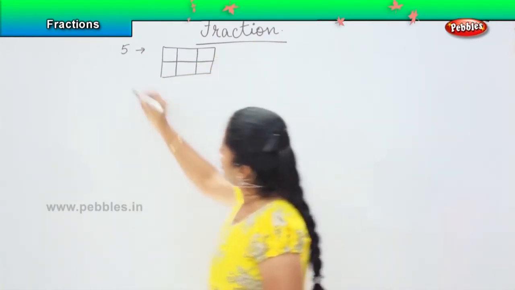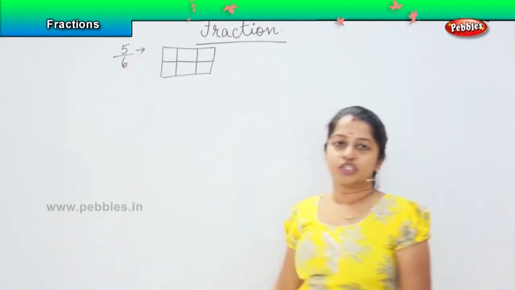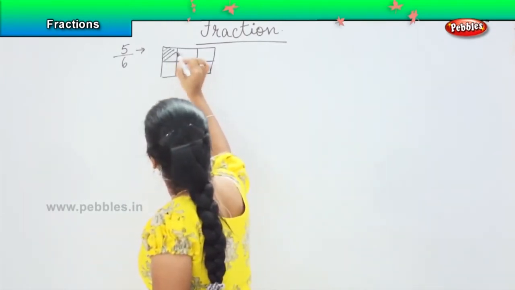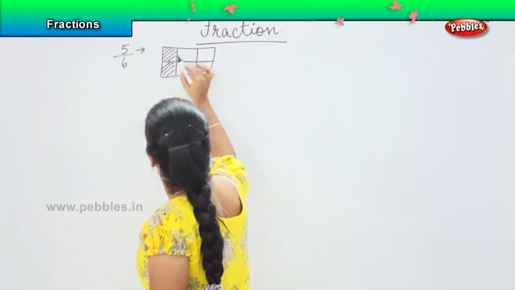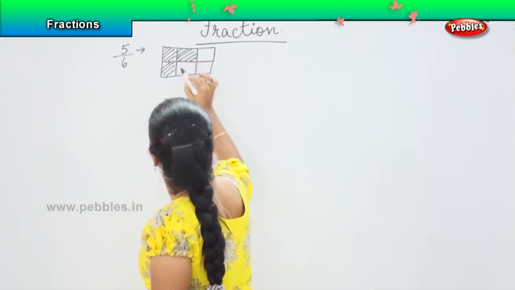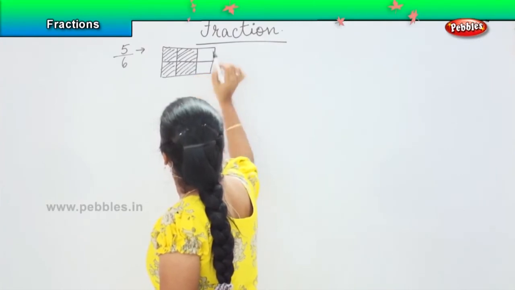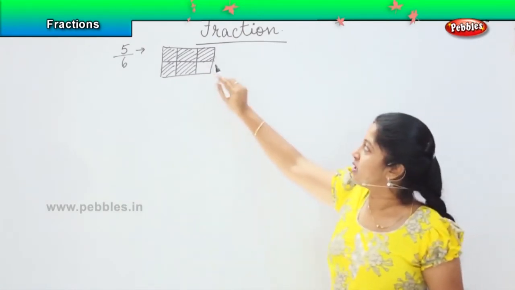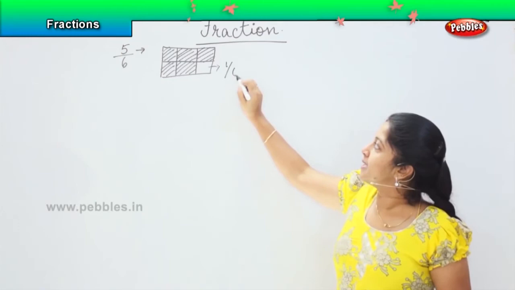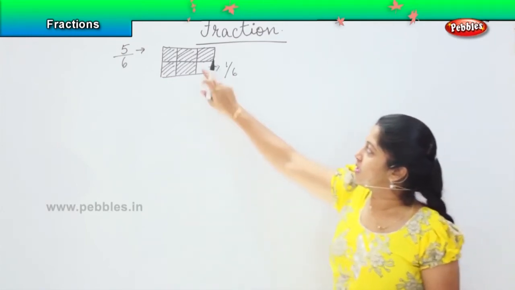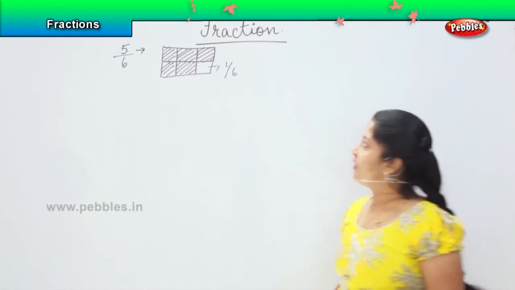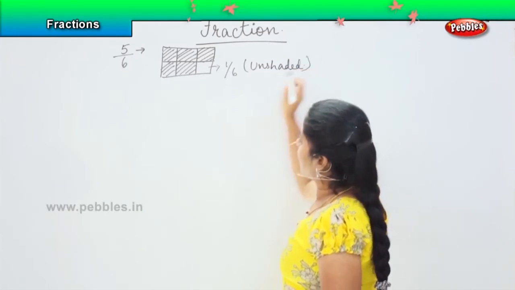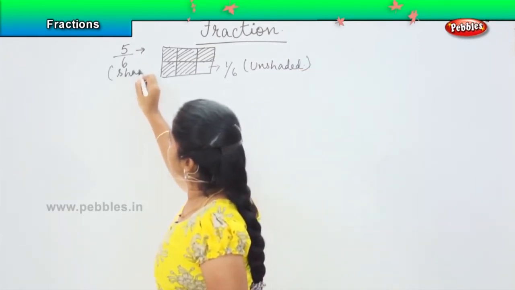So now I want only the 5 portions to be shaded. I don't want the 6th one to be shaded. So what will I do? I will shade only the 5 parts in the rectangle. 1, 2, 3, 4 and 5. So the unshaded portion is noted as 1 by 6. Why have you written 1 by 6? Because this is the only portion which is not shaded. So I will write 1 by 6 is unshaded and 5 by 6 is shaded.